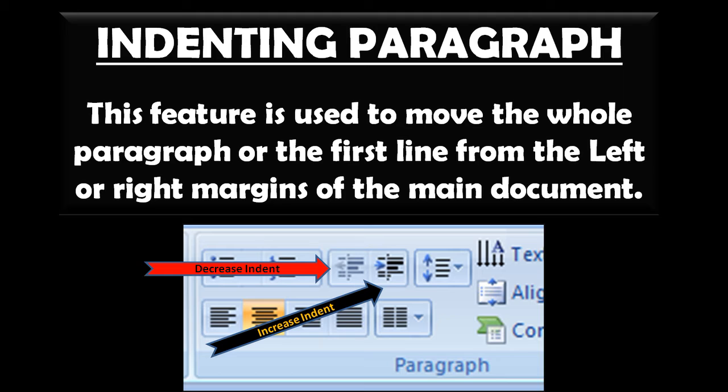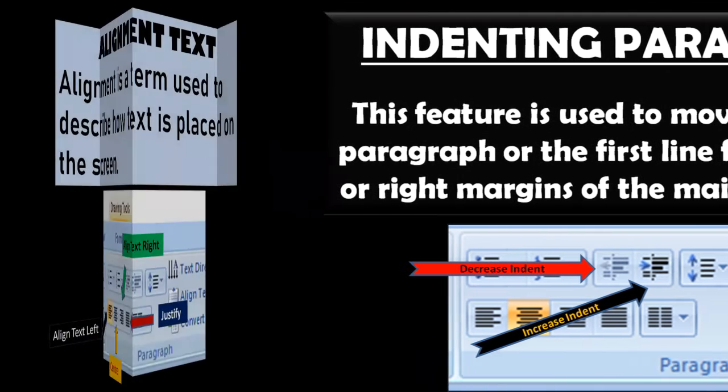And where do we get this feature? We get this feature in the Home tab, in the Paragraph group. Okay, in the Paragraph group, children, please remember all these small things, you have to remember and learn these. So on the Home tab, Paragraph group, you will see the indenting options are there. As I have shown in this picture, you can easily notice this: decrease indent and increase indent.